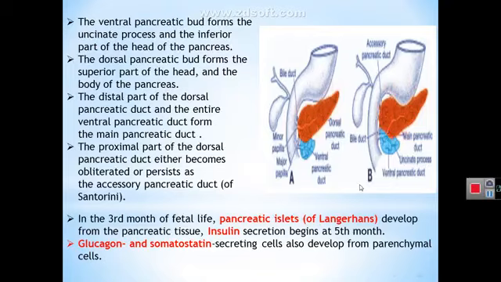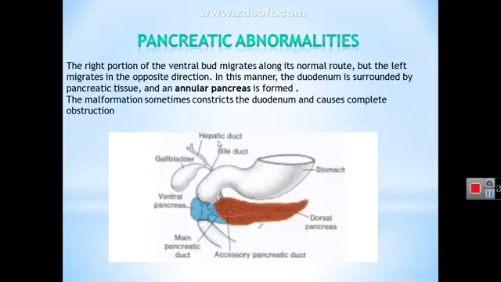In the third month of fetal life, pancreatic islets of Langerhans develop from pancreatic tissue. Insulin secretion begins at the fifth month. Glucagon and somatostatin secreting cells also develop from parenchymal cells.